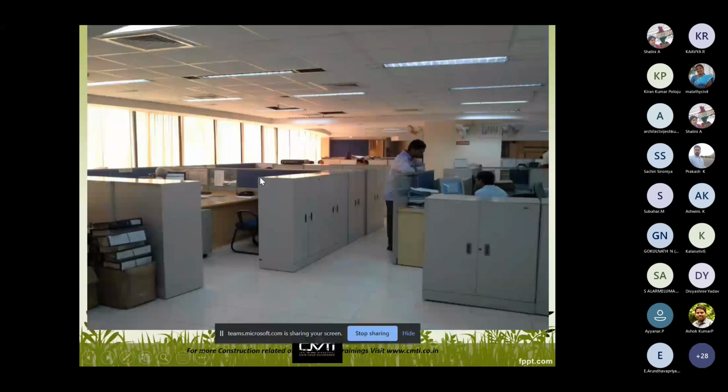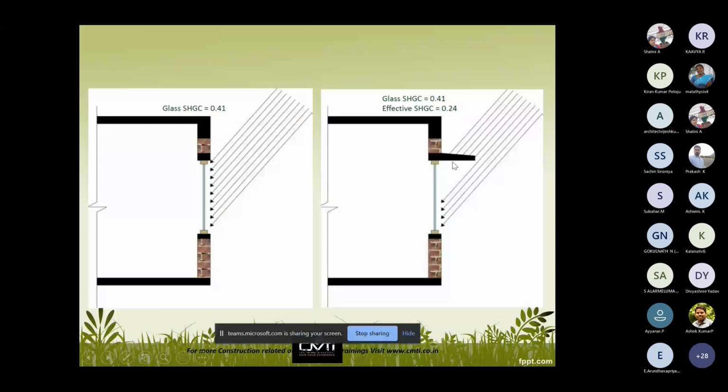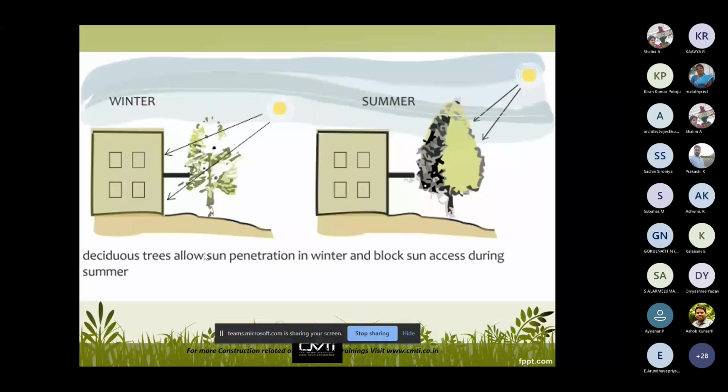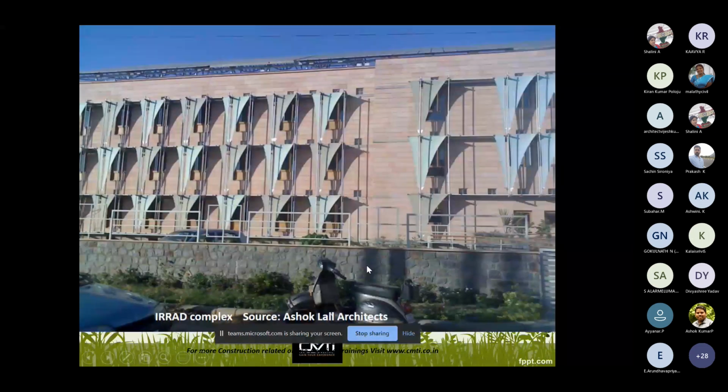Window wall ratio, we already spoke. Any building should be properly designed, should have a window wall ratio maximum up to 60%. More than that, you can't work. You can see a few pictures. These are the shading devices you can see. There are so many slides. By seeing the pictures, you can understand. So I can quickly show the pictures, and you can understand.